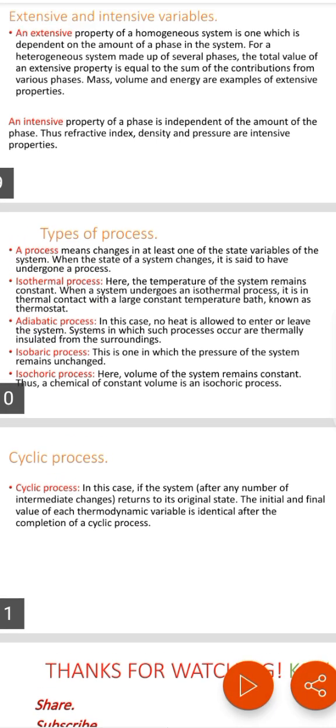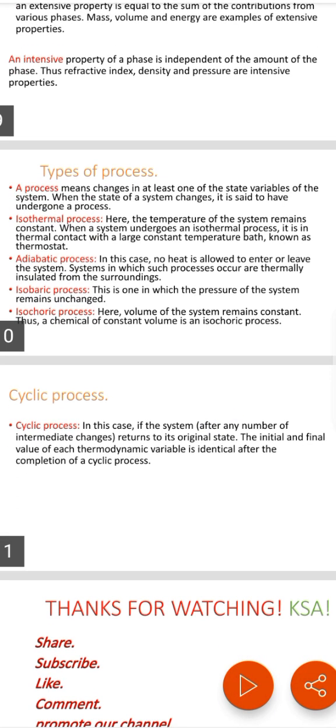Now let's look at the types of process, because there are many processes in thermodynamics. What do we call a process first? A process means change in at least one of the state variables of the system. When you have a particular variable and there's a change in that particular system, then we say a process has occurred. That is, when the state of a system changes, it is said to have undergone a process.